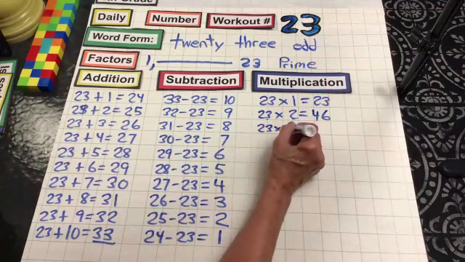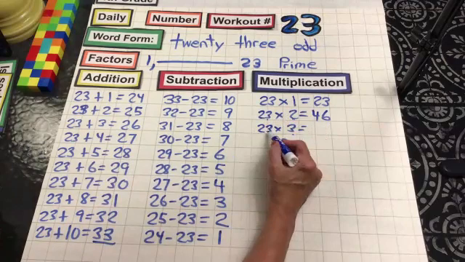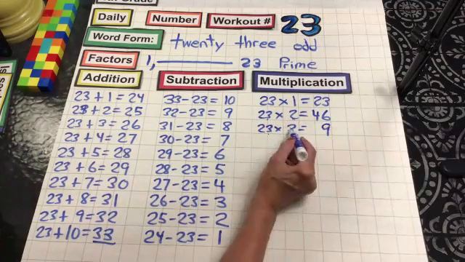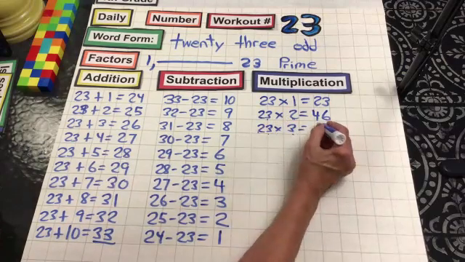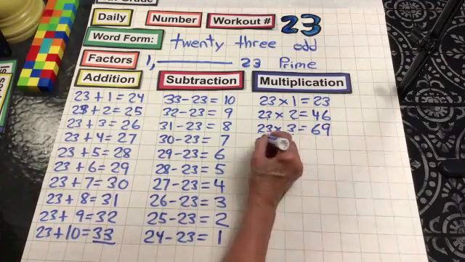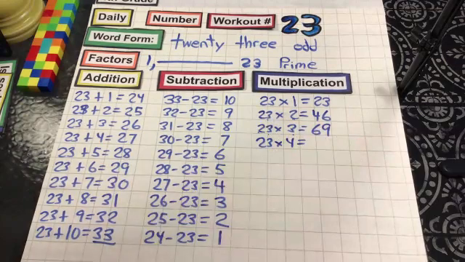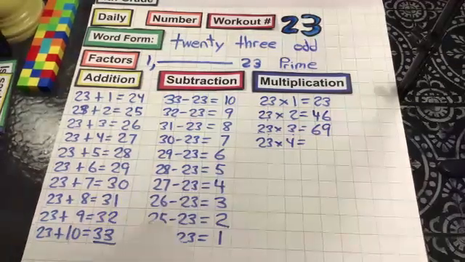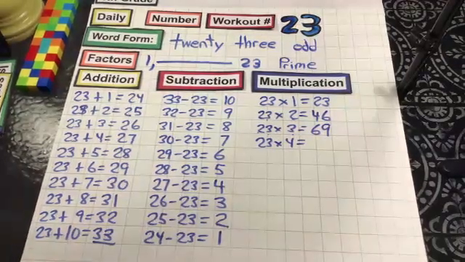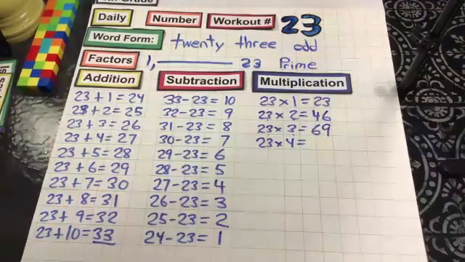23 times 3, let's try that one out. 3 times 3 is 9, and 3 times 2 is 6. Then we have 23 times 4, and I think that's getting a little more complicated, so we need to whip out our scrap paper.